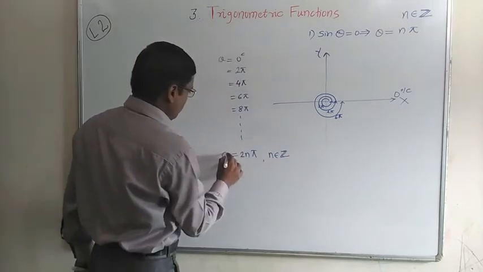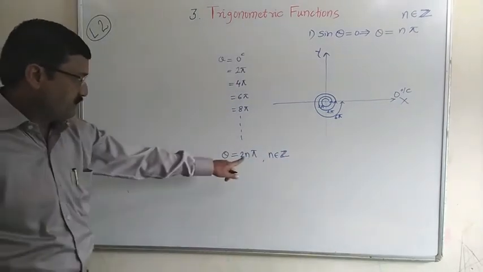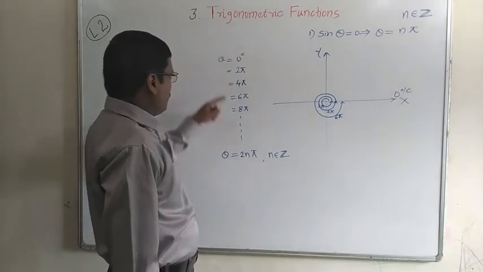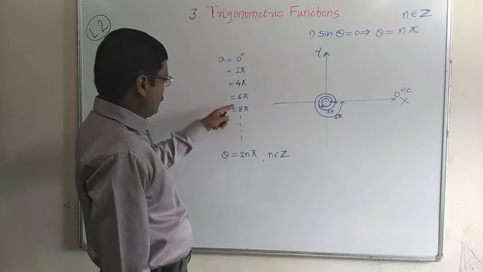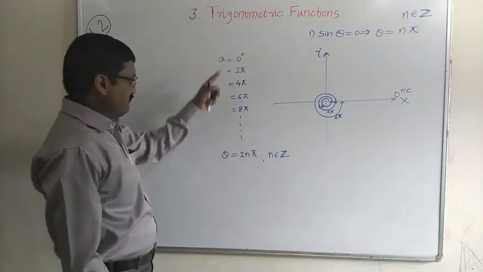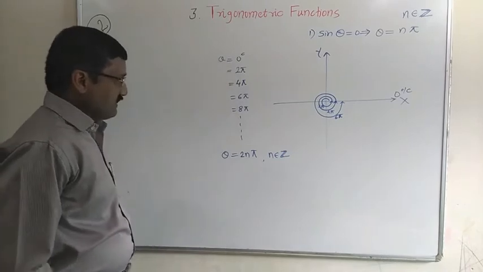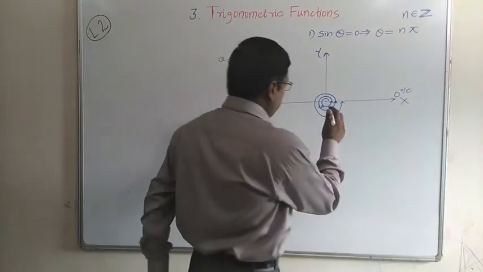Obviously, this theta is equal to 2n pi. If you put n equal to 1, we get 2 pi. N equal to 2, we get 4 pi. 3 into 2, 6. 4 into 2, 8 pi. If you put n equal to 0, then we get 0. In the similar way, we can take the negative angles also.